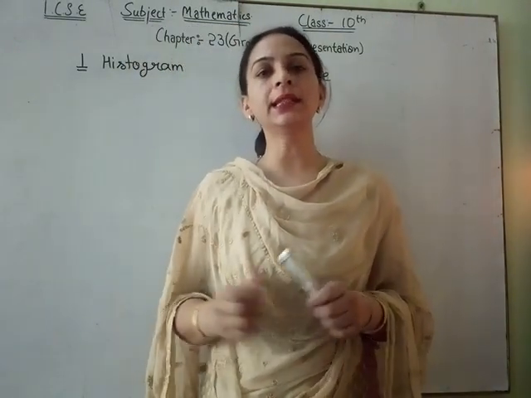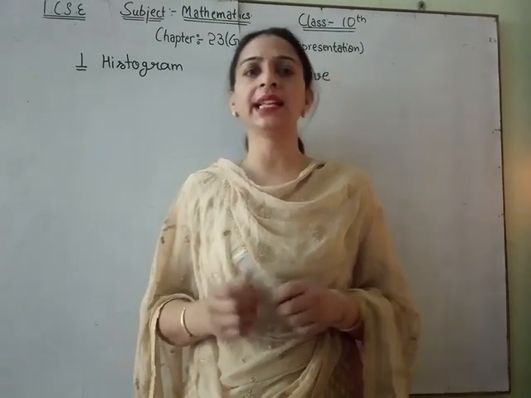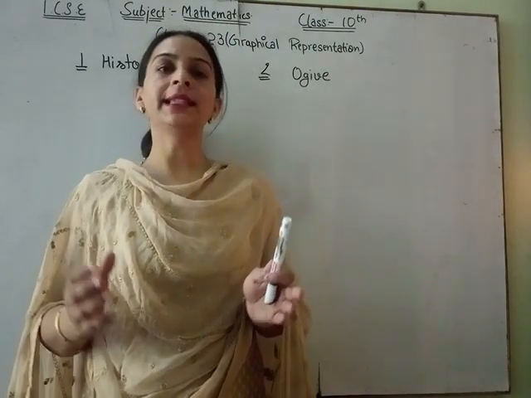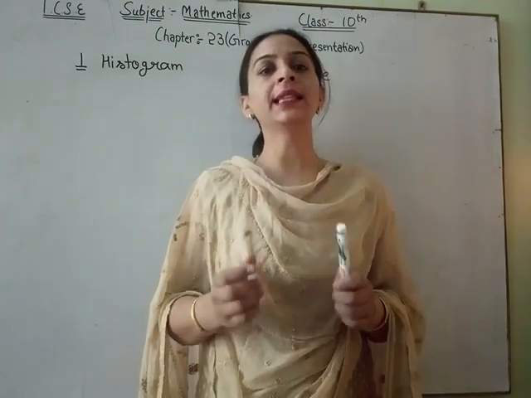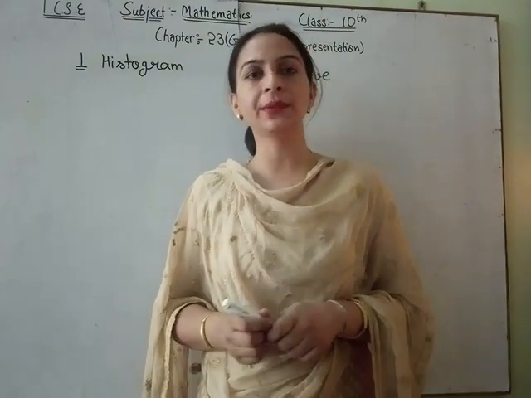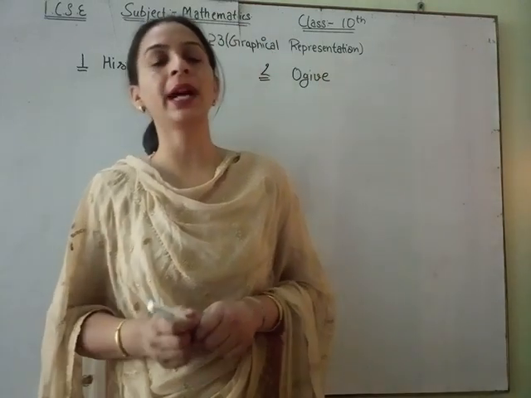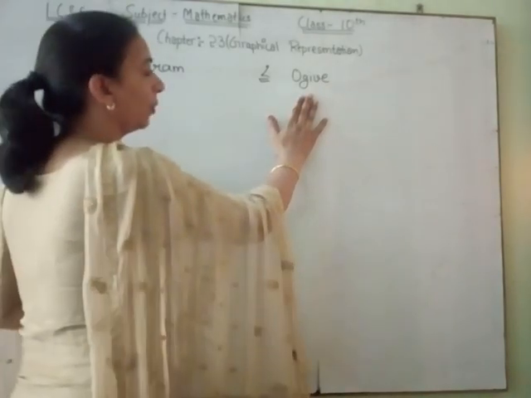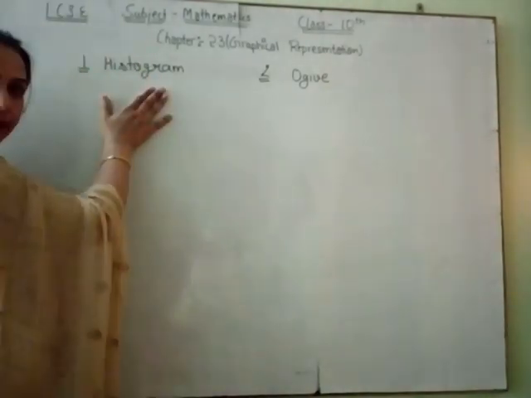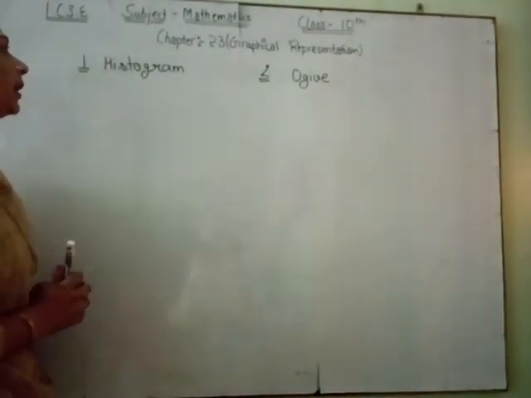Statistical data can be represented by diagrams or charts. There are several types of diagrams and charts. Out of these, we shall be studying only two types, that is histogram and ogive. First is histogram and second is ogive. First, I explain histogram. What is a histogram?